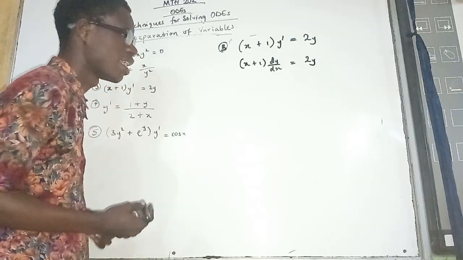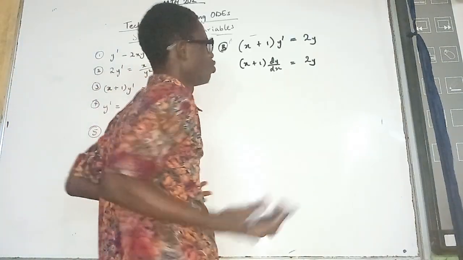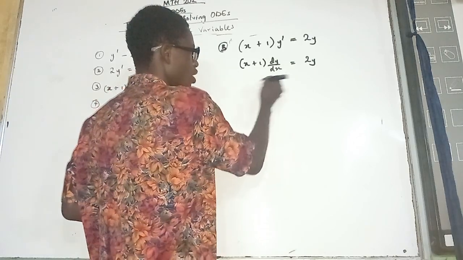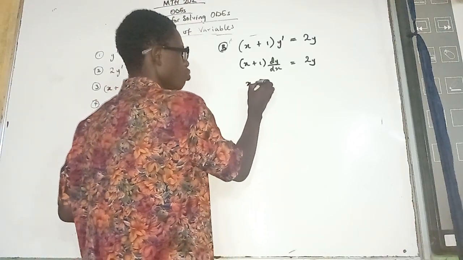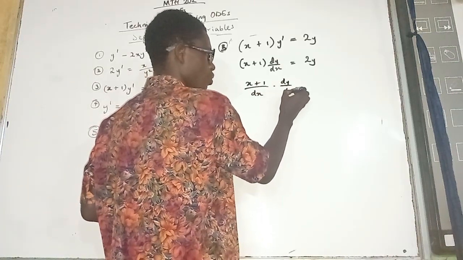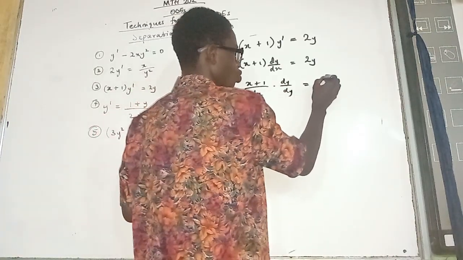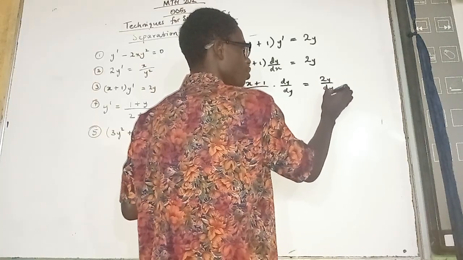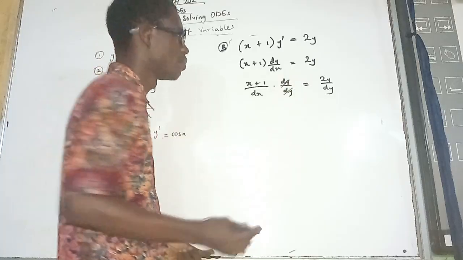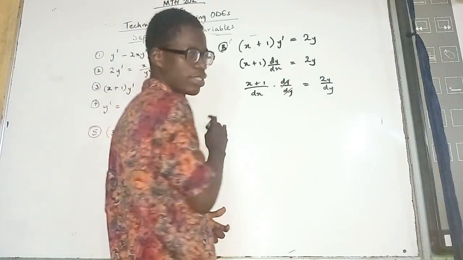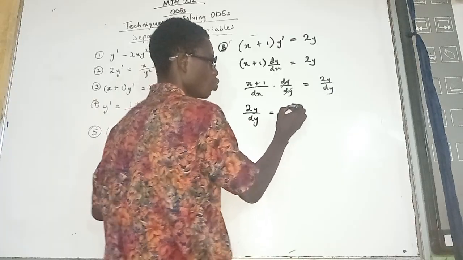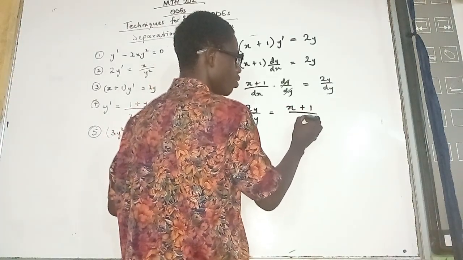So first thing first, I can divide through by dy, right? Just to take this away. So divide both sides by dy. I have x plus 1 over dx, dy over dy, I'm dividing through by dy, equals 2y over dy. This cancels each other out, right? Just to separate them. So I can bring this to my other side now and say 2y over dy equals x plus 1 over dx.